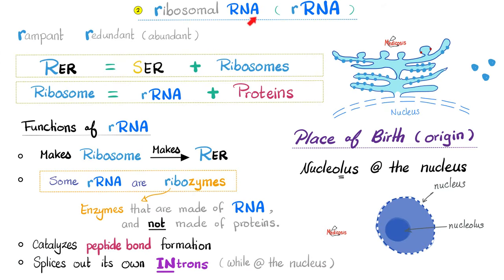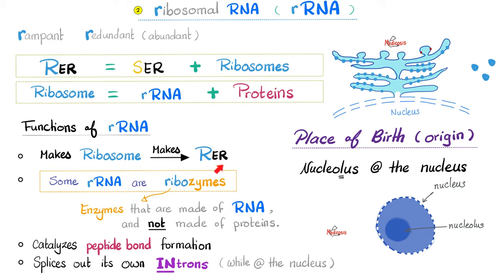Next, ribosomal RNA. Please recall that the rough endoplasmic reticulum is smooth endoplasmic reticulum with ribosomes. The ribosome is rRNA plus proteins. Functions of the rRNA: well, it makes ribosomes. Well, no kidding. And the ribosomes will help us develop the rough endoplasmic reticulum, which is the center of protein synthesis, #translation. Moreover, some rRNA are ribozymes.